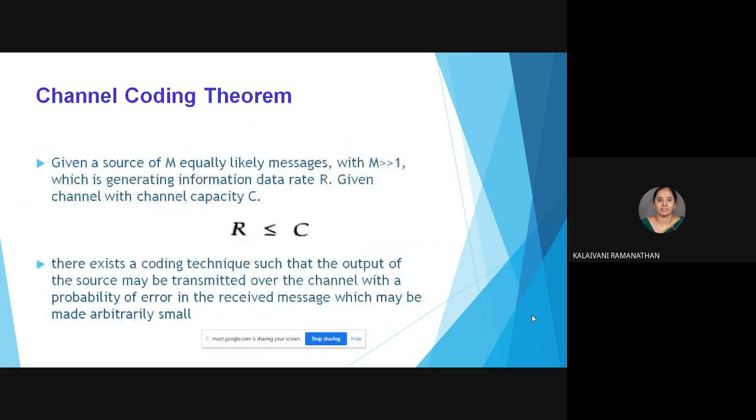It can be stated again that given a source of m equally likely messages, with m greater than 1, generating information data rate R, and a channel with channel capacity C, where R is less than or equal to C, there exists a coding technique such that the output of the source may be transmitted over the channel with a probability of error in the received message which may be made arbitrarily small.